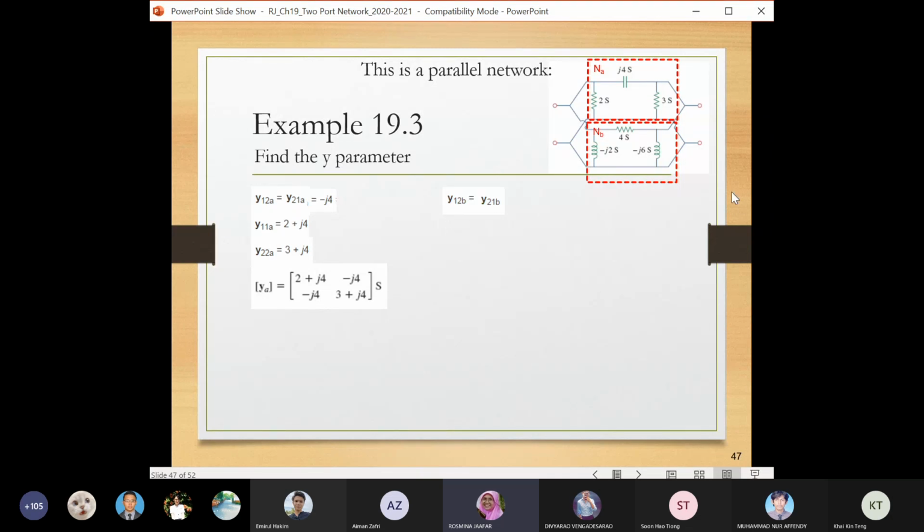Then your Y for the second network: Y12B equals Y21B, which is negative 4. Because this is a resistor, you don't have the complex number J. So it is a constant number 4 from the resistor value. Y11B is equal to 4 minus J2 and Y22B is 4 minus J6.